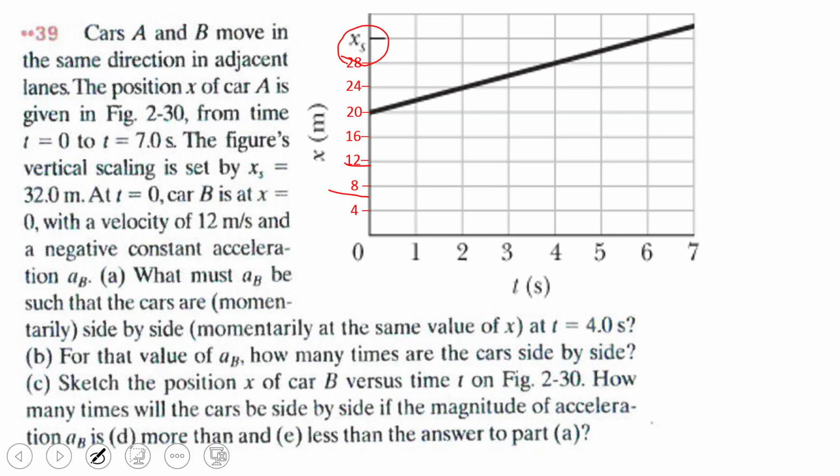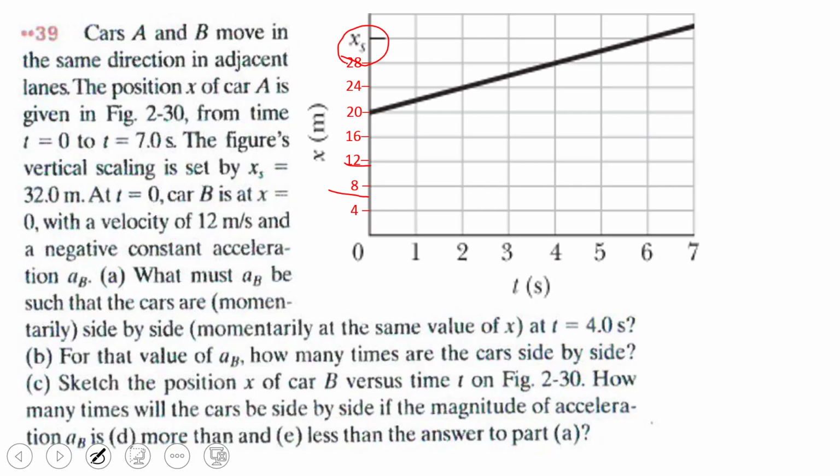So that's what's going on in terms of car A. Now it tells us car B starts at the origin. It's got a velocity, but then there's also an acceleration. It's a negative acceleration, and so that means it's going to be slowing down. And so question A says we're supposed to find what the value of that acceleration is so that the cars are side by side.